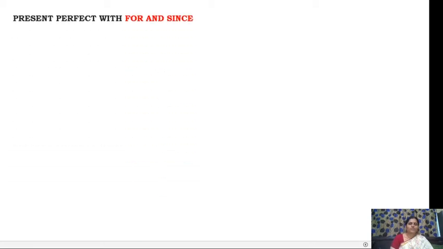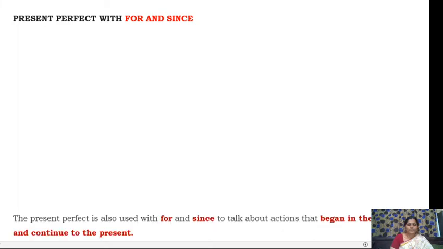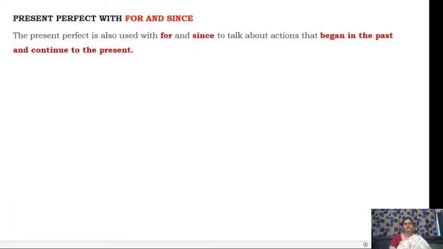Now, present perfect with for and since. Present perfect is also used with for and since to talk about actions that began in the past and continue to the present. So this is the second usage that we have discussed.